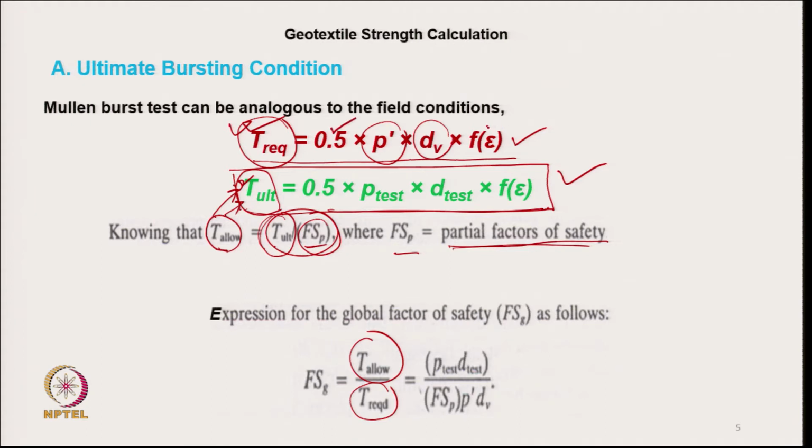So, 0.5 and function of epsilon, that is strain, will get cancelled. So, ultimately we get the equation: P test multiplied by D test divided by partial factor of safety multiplied by pressure on geotextile, that is tire inflation pressure, and diameter of void. So, this is the typical relationship for factor of safety, which is global factor of safety.